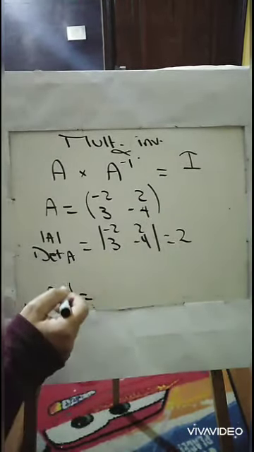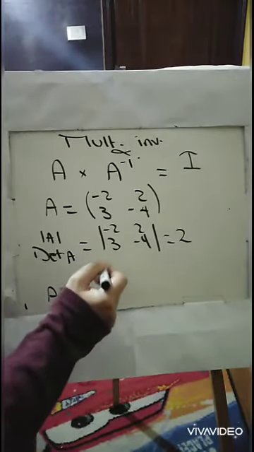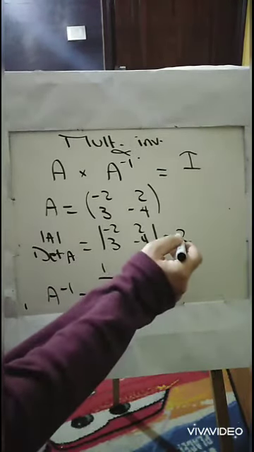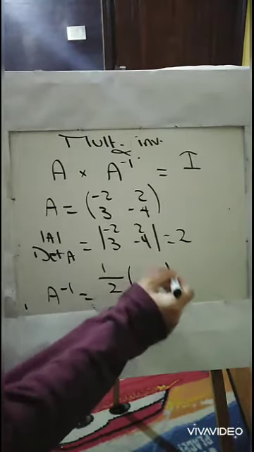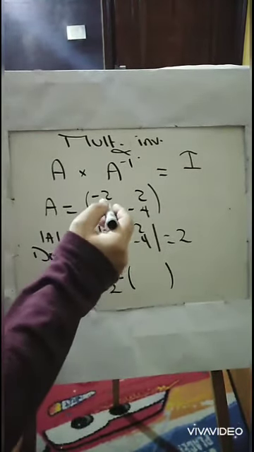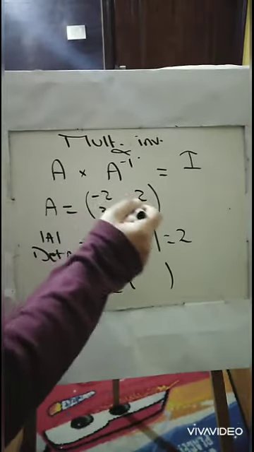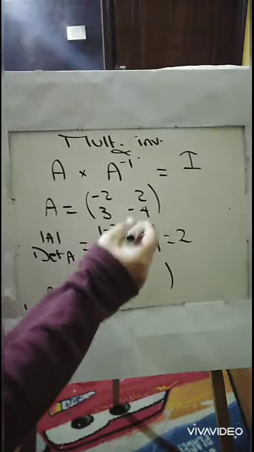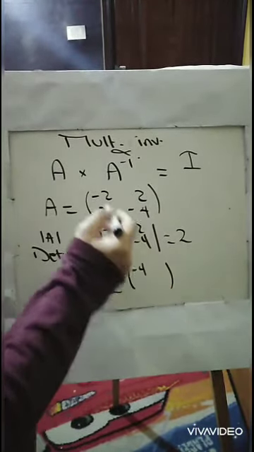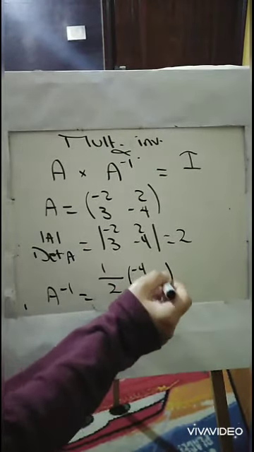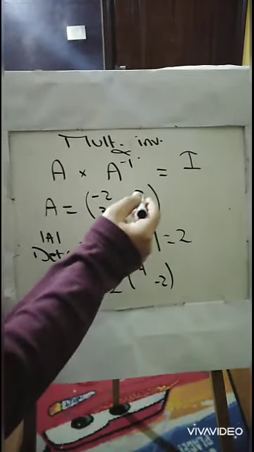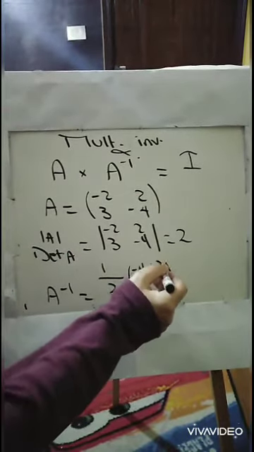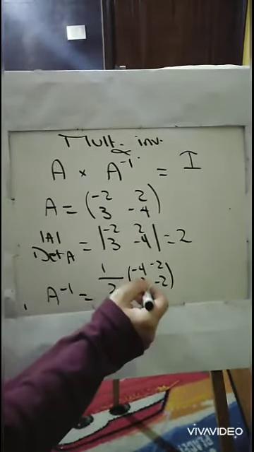Now to get the multiplicative inverse, I will write 1 over the value of the matrix, or determinant, which is 2, and I will make some changes in the matrix. How? I'm going to change the position of the main diagonal. So negative 4 will be up and negative 2 will be down. And I'm going to change the sign of the minor. So 2 will be negative 2 and 3 will be negative 3.